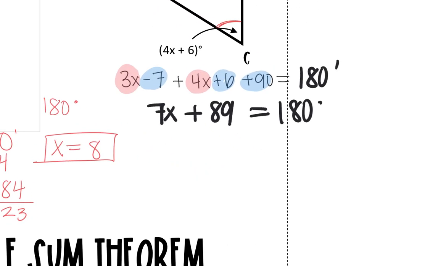Okay, so this is what you should have so far. Again, you're just combining like terms to the left and now trying to solve for x. So again, x should be by itself. I'm going to move that 89, so I do the opposite. Subtract 89, subtract 89. We have 7x equals 180 minus 89, which should be 91, right?